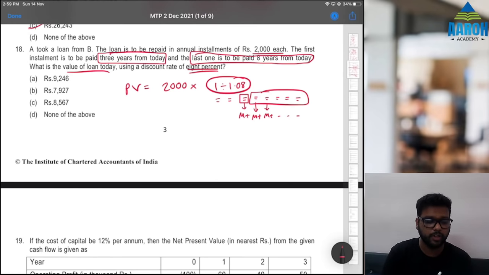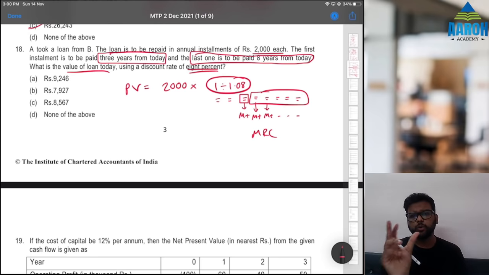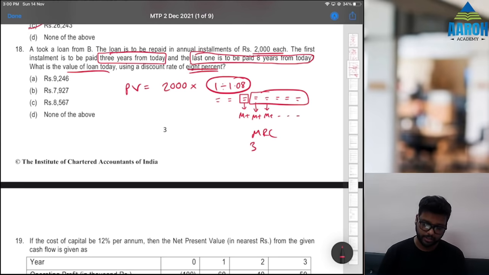Again fourth equal to M plus. Fifth equal to M plus. Sixth equal to M plus. Seventh equal to M plus. Eighth equal to M plus. Now if you press MRC, you will get total only from 3 to 8. That is 3.9633 something. Multiplied by 2000 should be our answer. 7926.7. That is 7927. Option B.